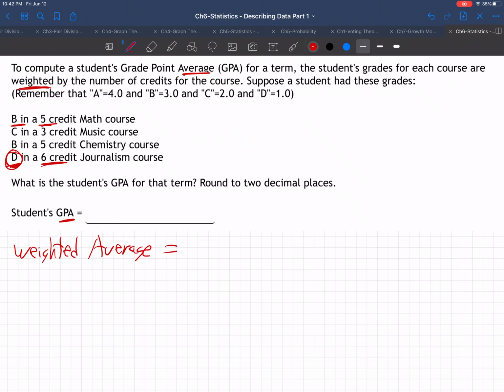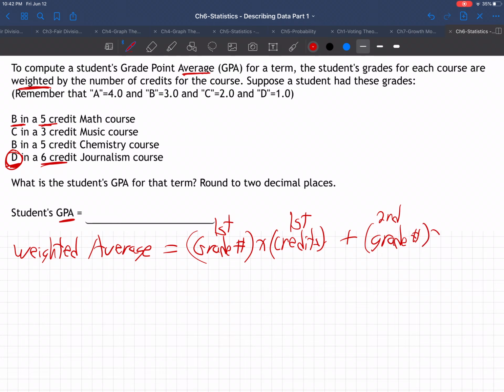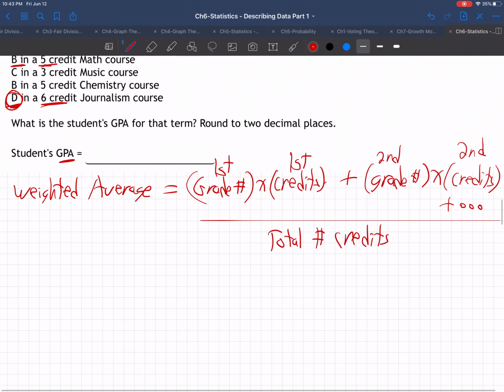And so how you do it is you take the grade number multiplied by the credits or the units, plus the second grade number times the number of credits for the second class, plus etc. And then we divide all of that by the total number of credits or units. So there's the formula for a weighted average.